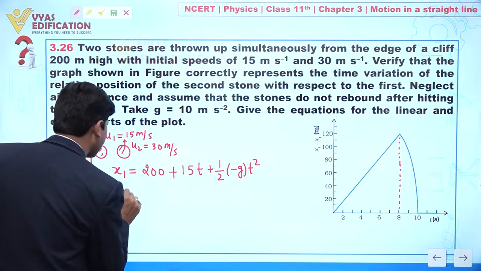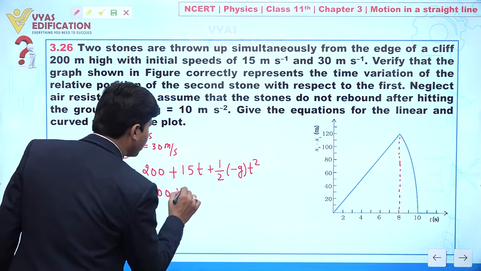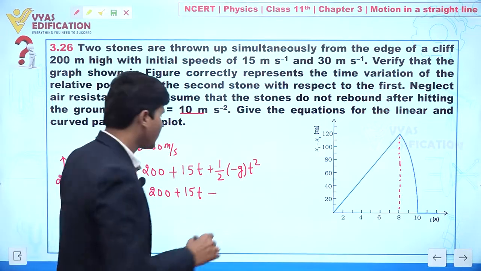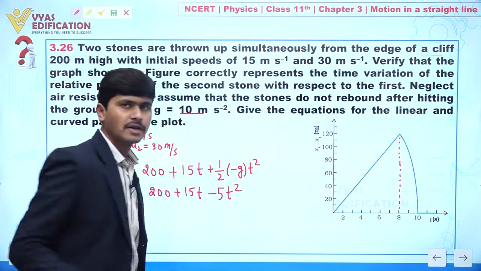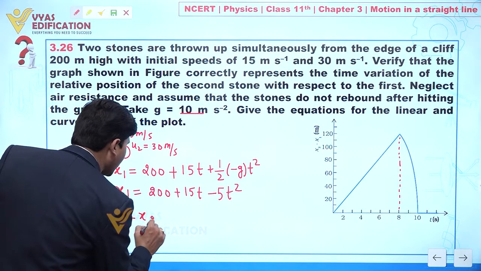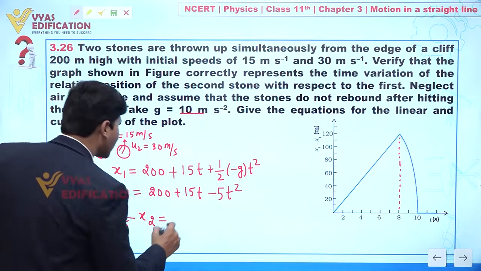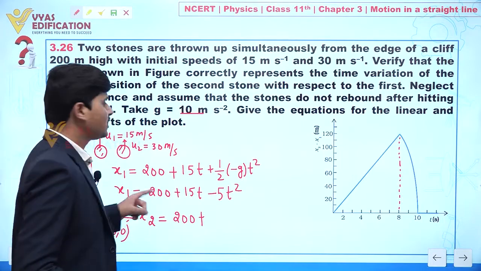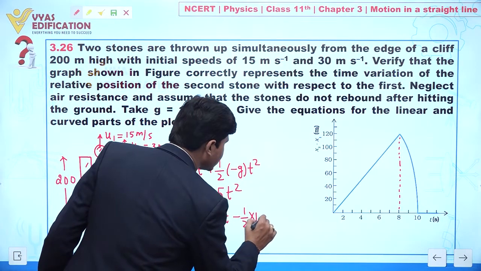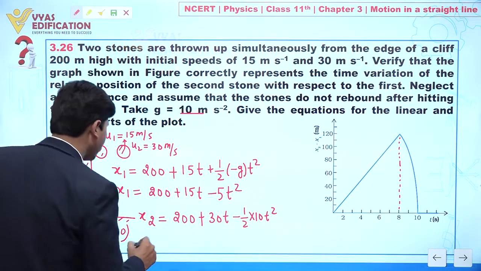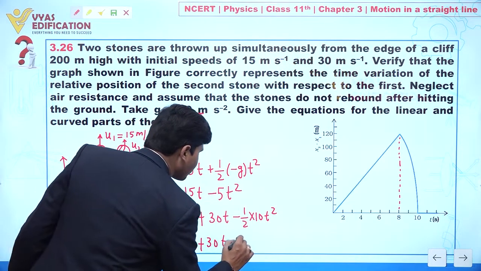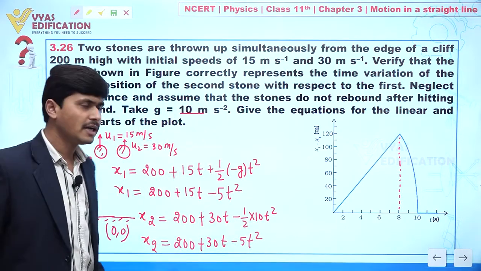So from here we can write x1 is equal to 200 plus 15t minus, taking the value of g as 10, 5t square. Similarly, we can write for particle number two also. x2 is equal to 200 plus the initial velocity in the upward direction, 30t, minus half of g t square. So x2 is 200 plus 30t minus 5t square.